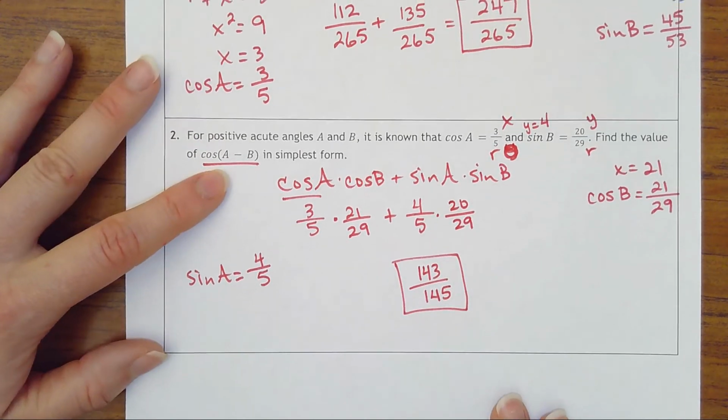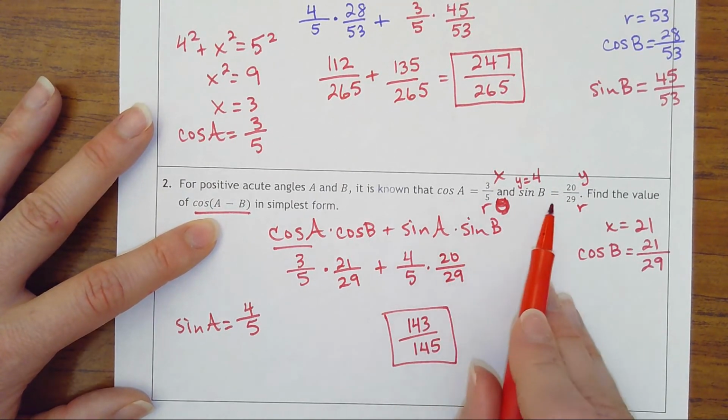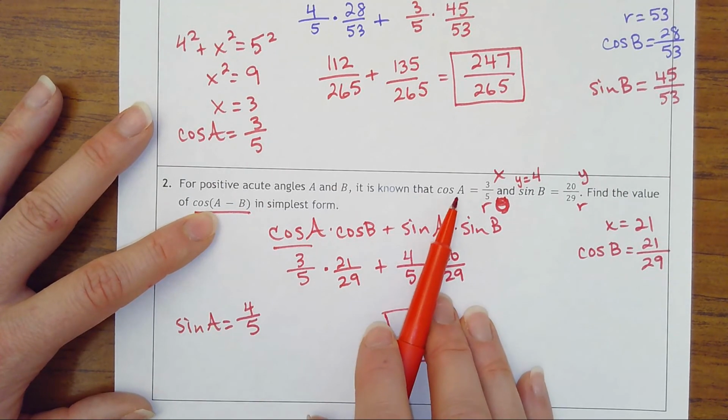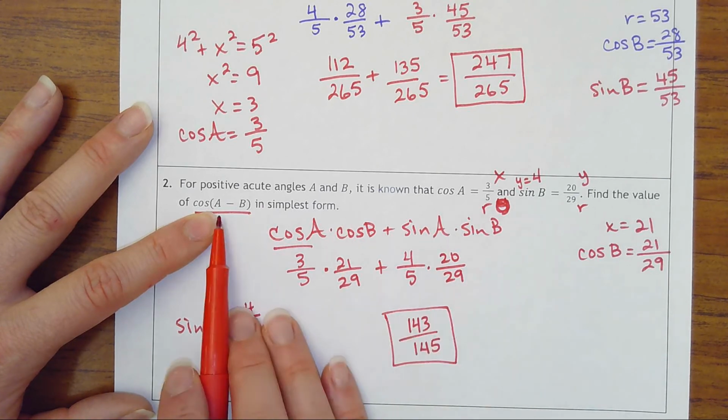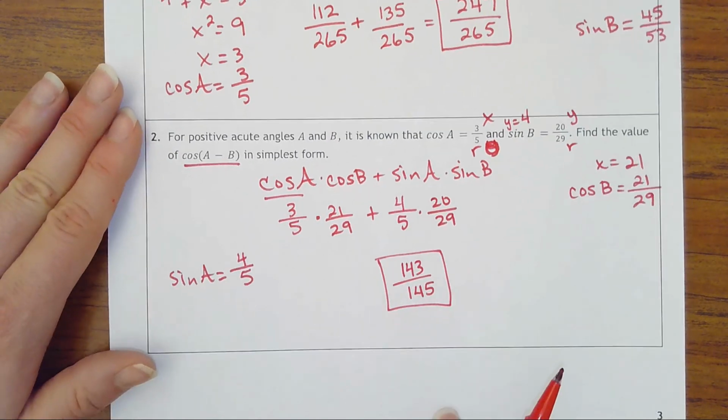So what that means is, if I have these certain triangles, if I were to have an angle for the cosine of whatever and the sine of whatever, then when I subtract these two angles and take the cosine, it would be that ratio.